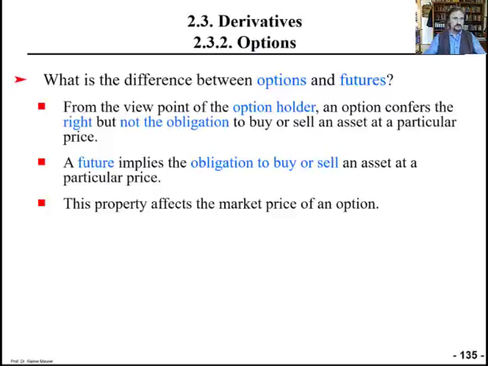What is the basic difference between options and futures? From the viewpoint of an option holder, an option confers the right but not the obligation to buy or sell an asset at a particular price. A future, however, implies always the obligation to buy or to sell an asset at a particular price in the future. This difference affects, of course, the market price of an option, as we will see in the following.